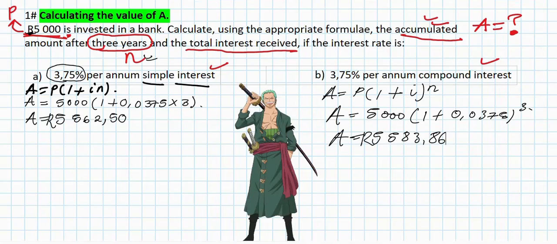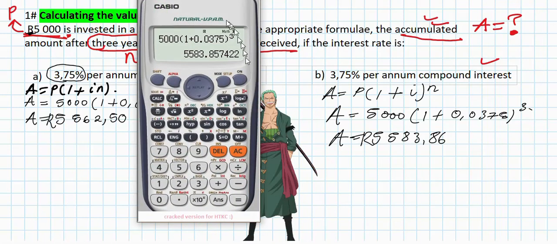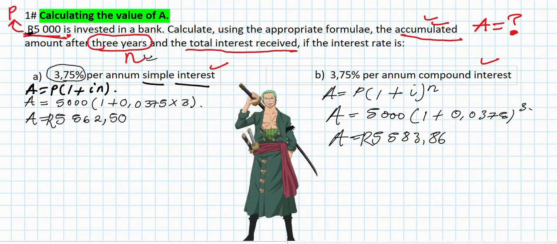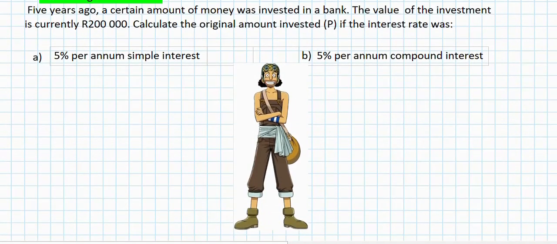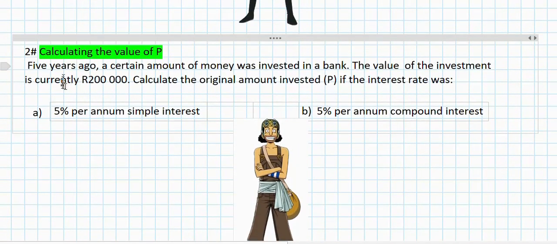Let me check if I wrote this answer properly. 5583,86. Perfect. All right. So you see that now, over the 3-year period, there's a slight difference between the simple interest and the compound interest. So the compound interest gained more money, it accumulated more money, and the simple interest accumulated less money as compared to the compound interest. So let's move on quick. I wanted to keep this video short, so let's do that quick.